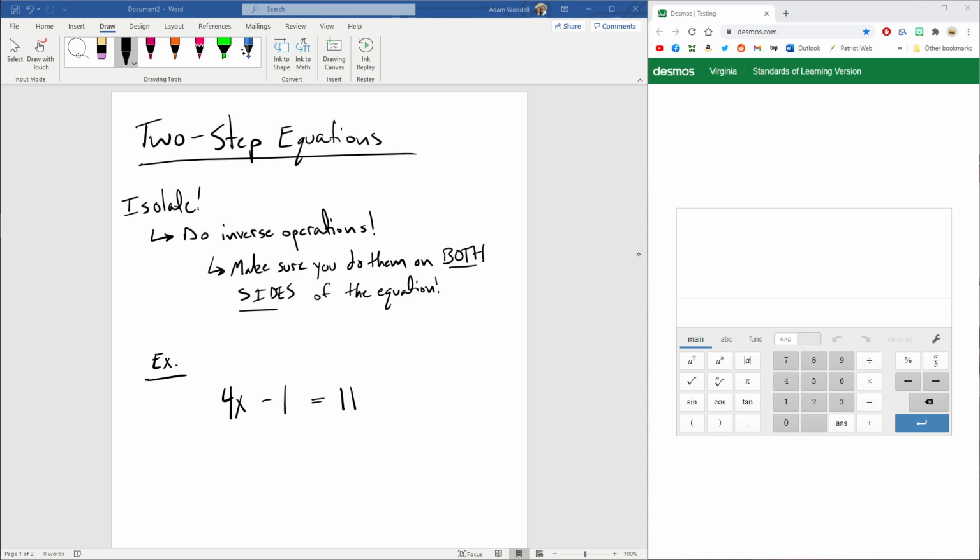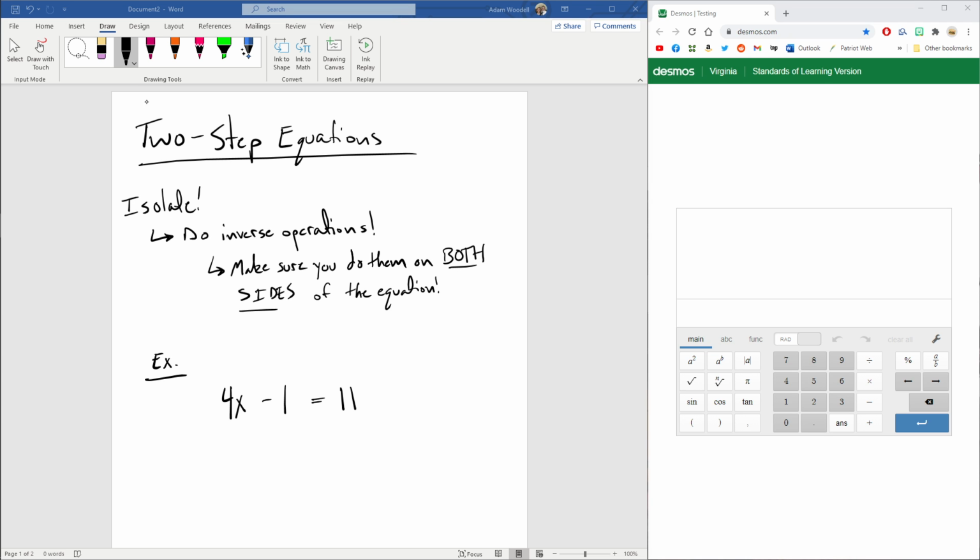Hey class, today I just wanted to do a little bit of a review of two-step equations. I know we've talked about this for a while, but it's always good to get a little bit of a refresher, right? So when we're talking about two-step equations, we're always looking to isolate. Another way to think about isolating is how can I get my variable to be all by itself? How do we do that?